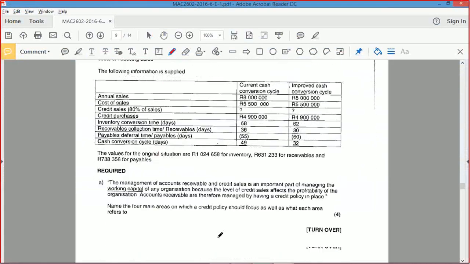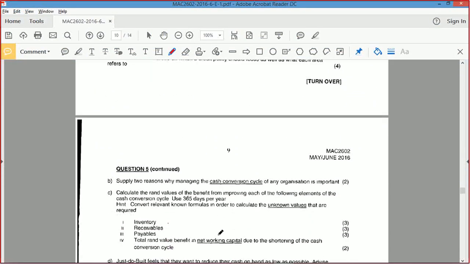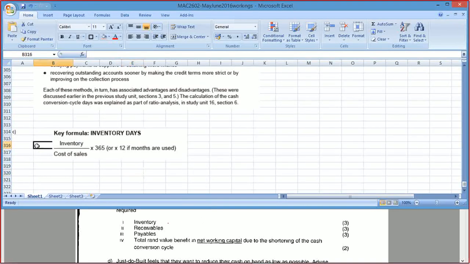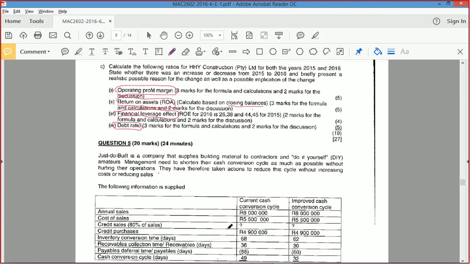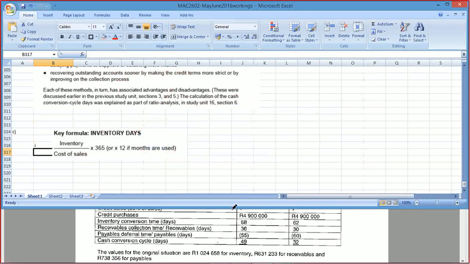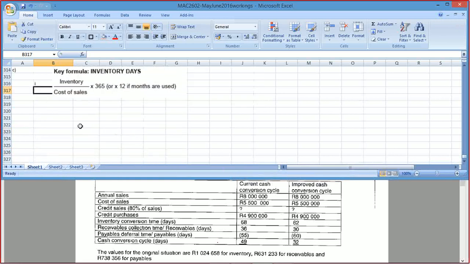Okay, so the first thing they want you to calculate is inventory, but for which years though? Calculate the RAND values of the benefit of improving each of the following elements on the cash conversion cycle. Convert relevant known formulas in order to calculate the unknown values that are required. Okay, so inventory. Let's first get the inventory, which is number 1. That's the first part. We'll look at the other parts just now. Okay, so inventory. I'm looking for current, obviously, and then proposed.